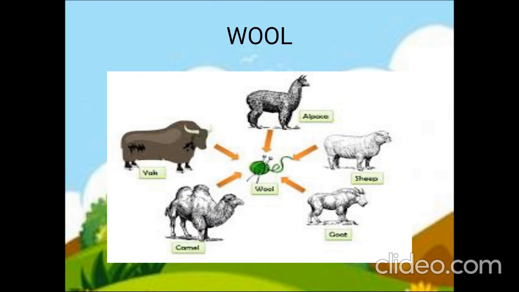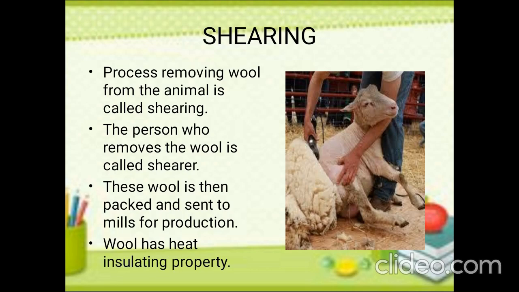Right? Then we saw about wool. This can be obtained from the fleece or hair of animals such as goat, sheep, camel, rabbit, yak, etc. These can be used for making sweaters, shawls, scarves, etc. There is a process, namely shearing. It is the process in which the wool is separated from the animal, right? And the person who performs this process is known as a shearer.